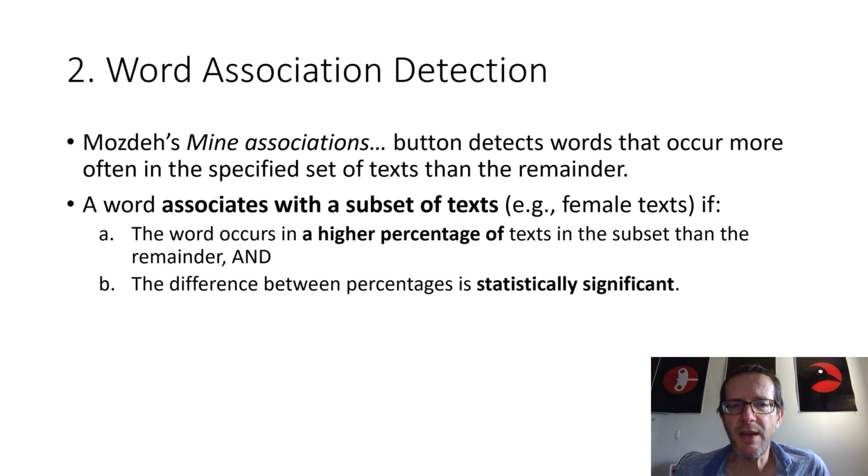Well, a word associates with a subset of text, for example the female author text, if two things are true. Firstly, the word occurs in a higher percentage of text in the subset than the remainder. So it has to be more common in the subset that you're looking at than the remaining text, and the difference between the percentages is statistically significant. And this is something that Mojday will calculate for you. You don't have to do any statistical tests. Mojday does them all for you automatically.